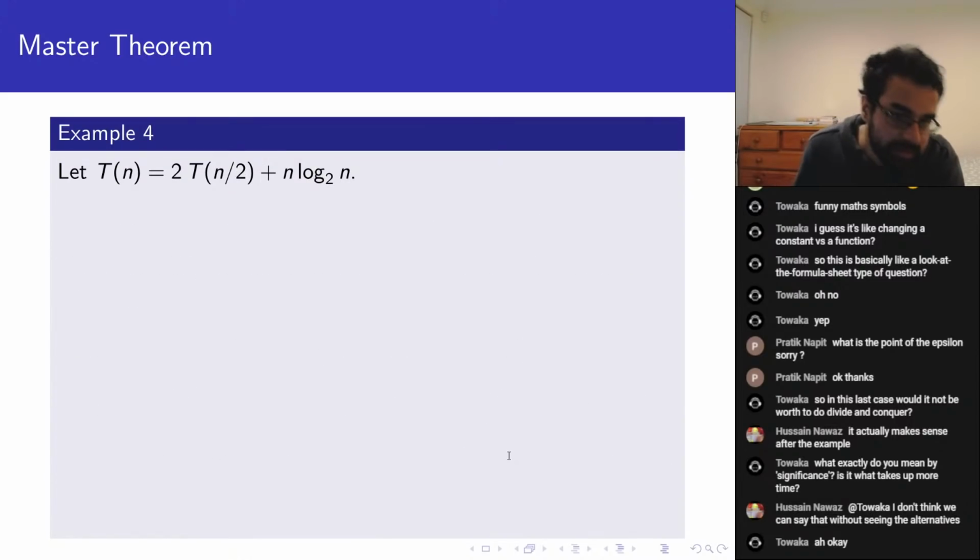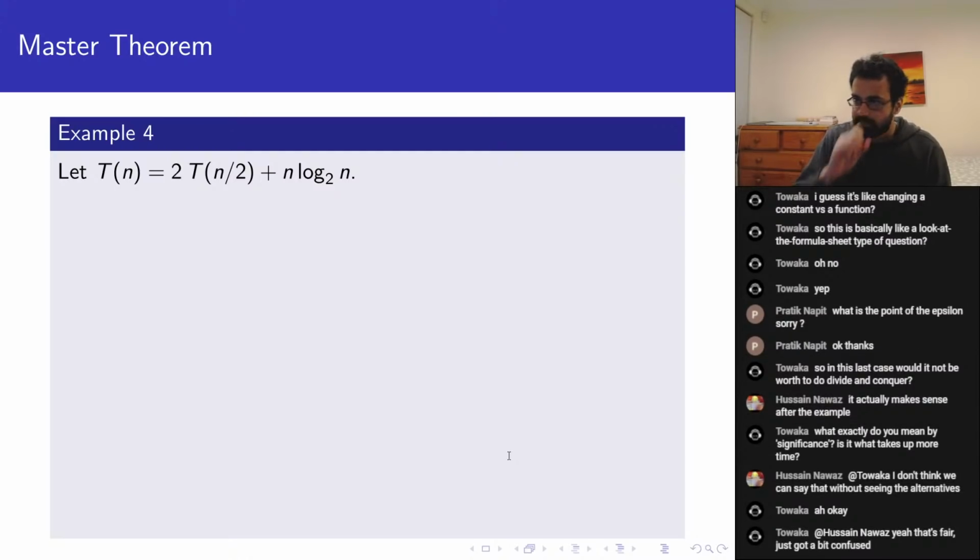Okay, let's talk about example 4, and this one is a pretty natural example to come across. In fact, it's the exact example that some of you proposed earlier, which was to not do the 2 pointers merging, but the binary searches. So here we start with an instance of size n, split it into 2 halves of size n over 2, and then do an extra n log n amount of work to put it back together.